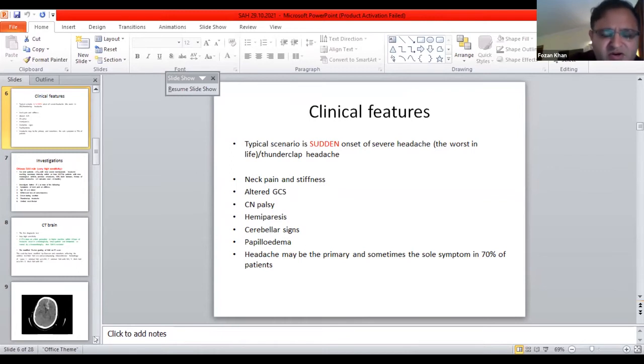Altered GCS is quite common. Some patients present with cranial nerve palsy, hemiparesis, cerebellar signs. Some may have even papilledema if they have developed raised ICP. And headache may be the primary and sometimes the sole symptom in 70% of the patients without other neurological deficit.